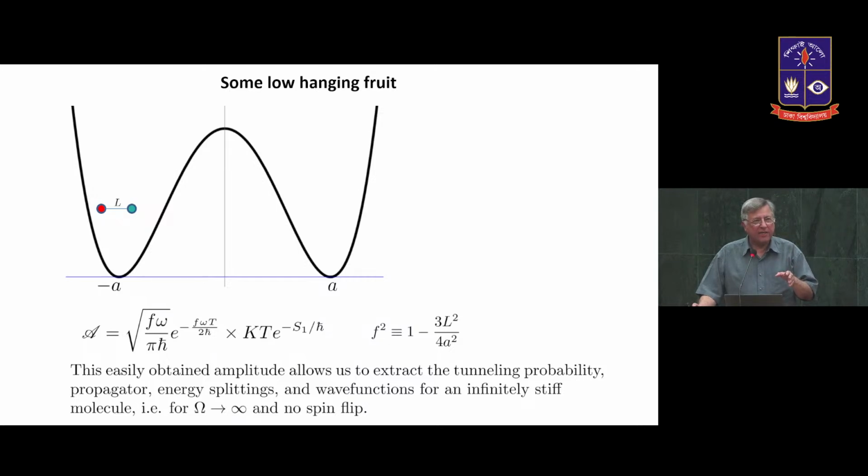Which means I take the spring constant going to infinity, and with this amplitude that you have before you, you have the tunneling probability, the propagator from going from here to there. If you want to look at the splitting between the symmetric and anti-symmetric states, I haven't written the expressions here, but they come easily. And of course, there's no spin flip over here because I've taken omega to infinity.